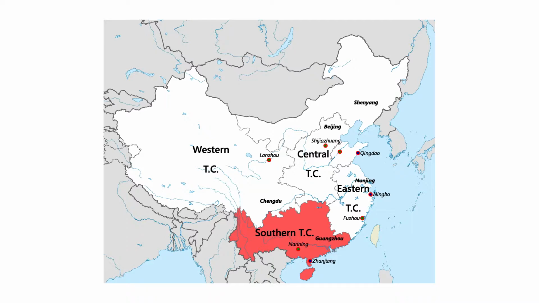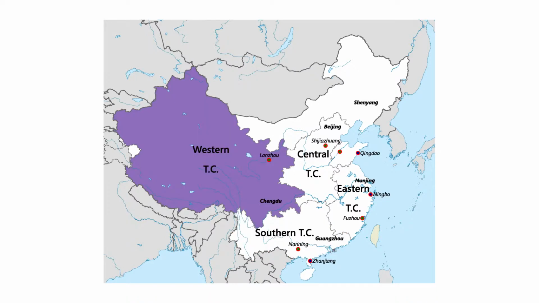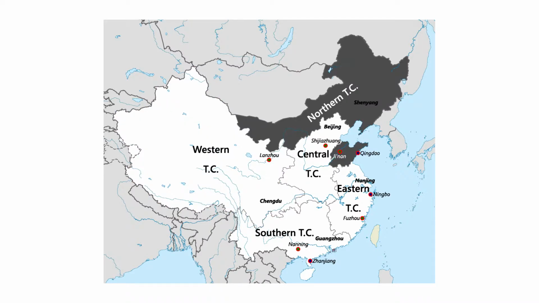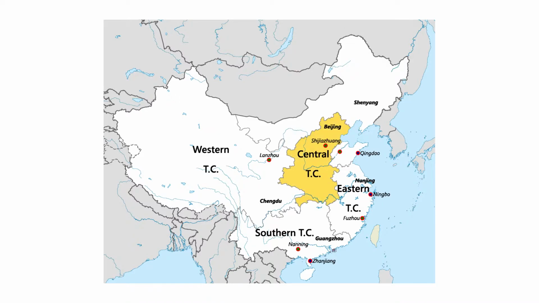The Southern Theater Command oversees Southeast Asia, the South China Sea, and a large swath of the Western Pacific as well as the Indian Ocean. The Western Theater Command's area of responsibility covers South and Central Asia, as well as China's border with India. The Northern Theater Command is responsible for areas bordering Russia, Korea, the Yellow Sea, and the Sea of Japan. And lastly, we have the Central Theater Command that exercises C2 over forces around the Beijing capital region and central China.